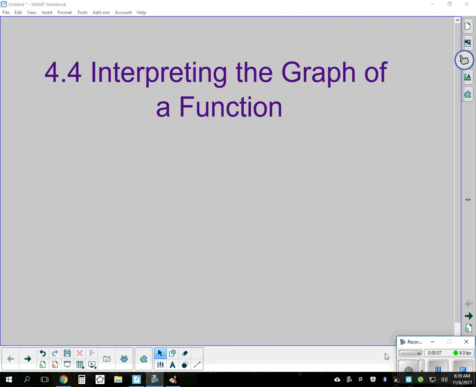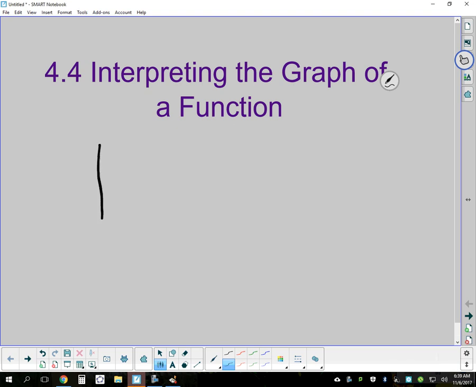Okay, this is going to be the last section in this unit, Unit 4. We're talking about interpreting the graph of a function. So previously we've talked about what a function is and different ways to tell whether or not something is a function. One of the ways is the vertical line test, and what that says is if we have a graph of something, any vertical line that we would draw through the graph can only touch it in one place.